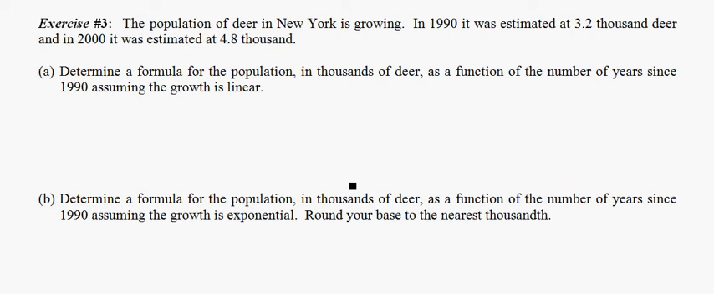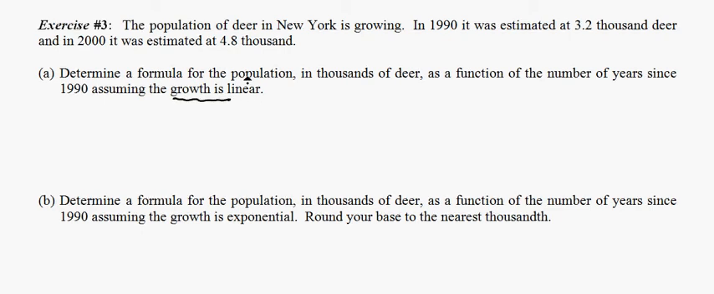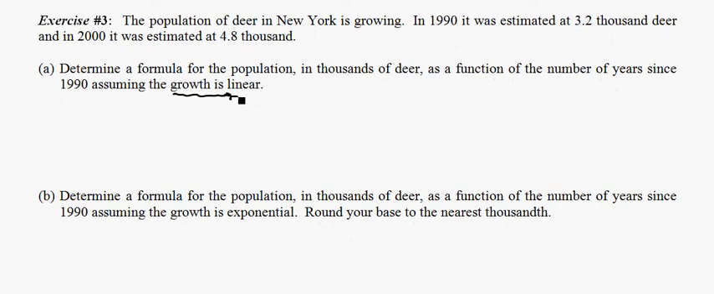It says determine a formula for the population in thousands of deer as a function of the number of years since 1990, assuming that the growth is linear. So you always want to pay attention to what kind of model we're going in with. We're going to assume we have a linear model. Now you can go with a lot of different forms of linear. You can go with y equals mx plus b, the slope-intercept form. You can go with the point-slope form, a variety of different things. Either way, we're going to need to get some basic definitions down.